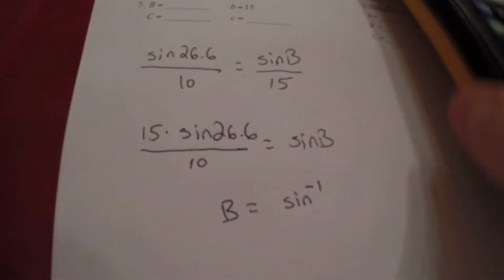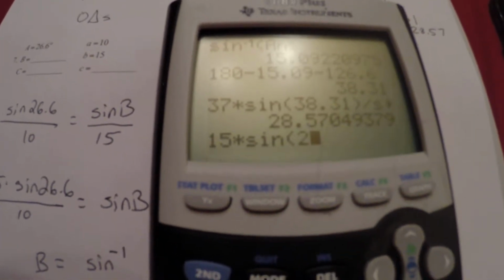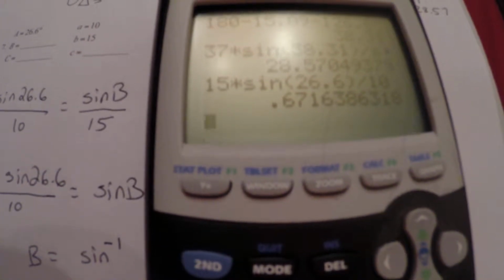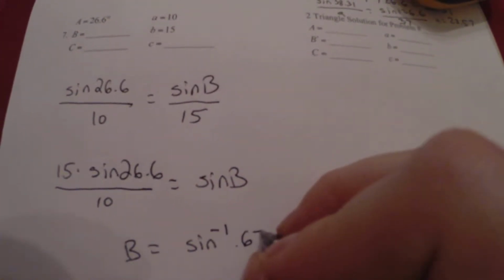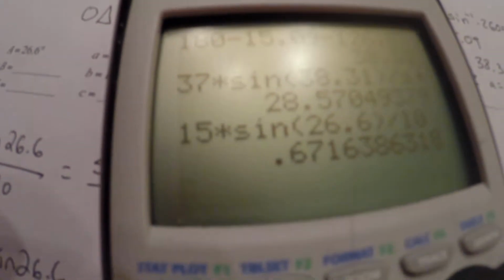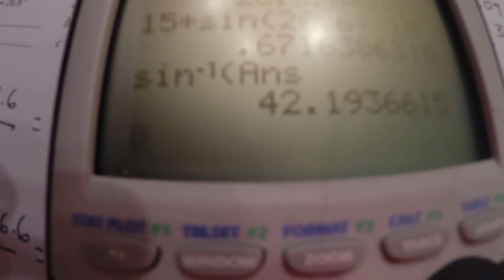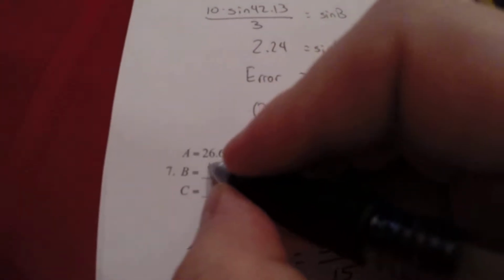So what is the inverse of all that? Well, what's 15 times sine 26.6 divided by 10? 0.6716. So we're going to do the inverse of 0.6716. I'm going to go second sine, second answer. Again, trying to be as precise as possible, as long as possible: 42.19. So I go ahead and fill that in, 42.19.